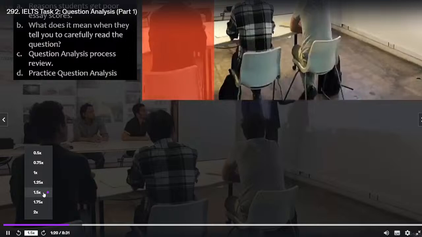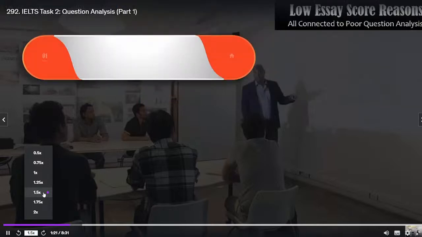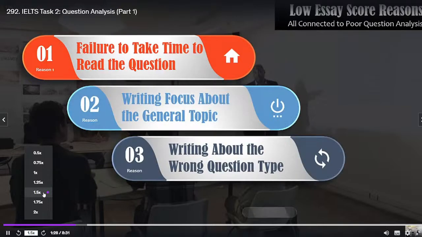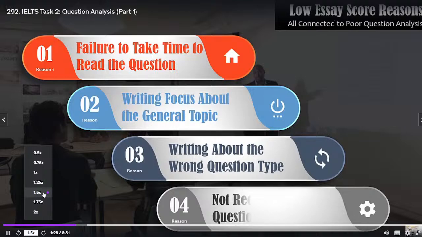So, some reasons why students get really low scores. Number one, failing to take the time to read the question, or in other words, failing to take time to analyze the question, to do a proper analysis of the question. Number two, your writing focus is about the general topic of the question and not the limiting language. Number three, writing about the wrong question type. And number four, not recognizing the question restriction, or not recognizing the limiting language of an essay question.